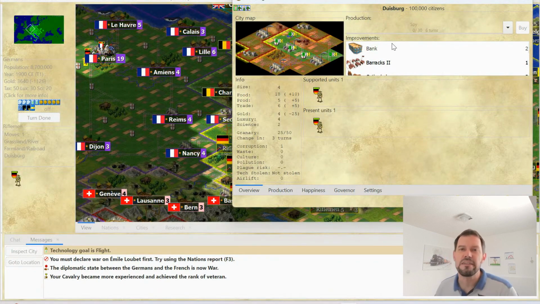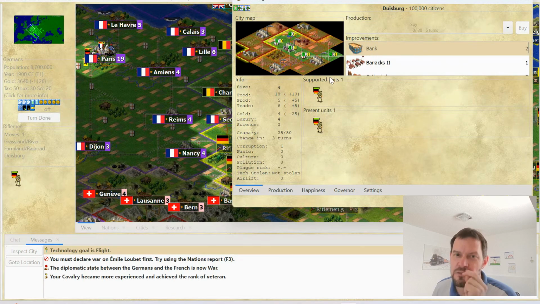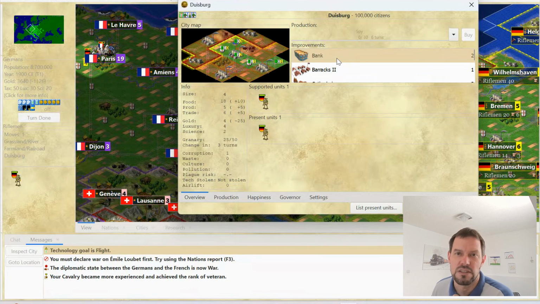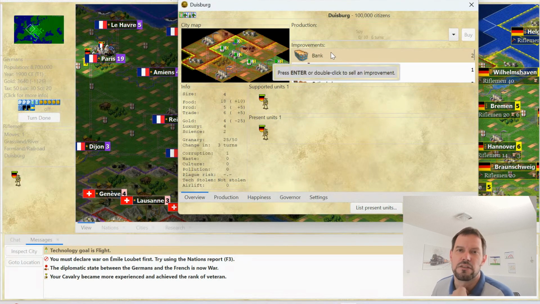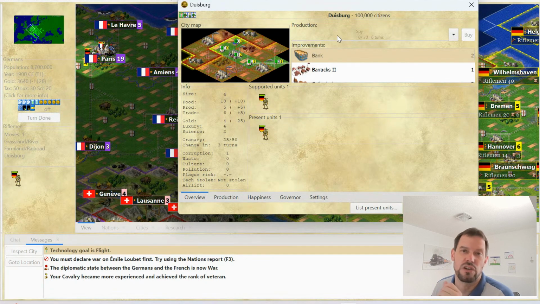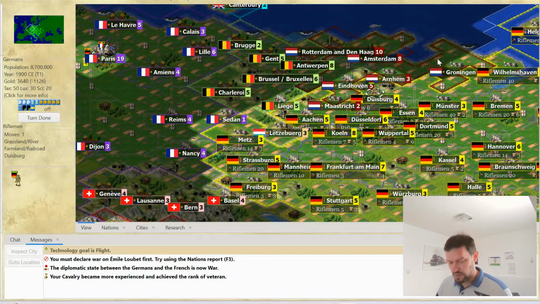So a bank increases the amount of gold that you make. So if you make 2 gold coins with a bank and a marketplace, you suddenly make, I believe, 4 gold coins. On the other hand, for the upkeep of a bank, you have to pay 2 gold coins. So it does not work out for cities that have a population of only 4. So I will sell this bank. I try to. Okay, in this city, I already have sold the aqueduct, and I can only sell 1 building per turn.